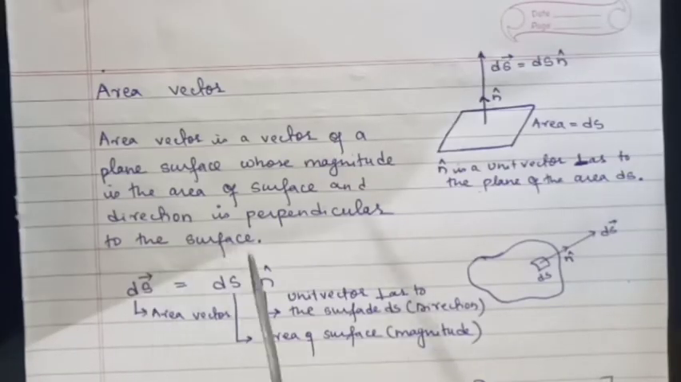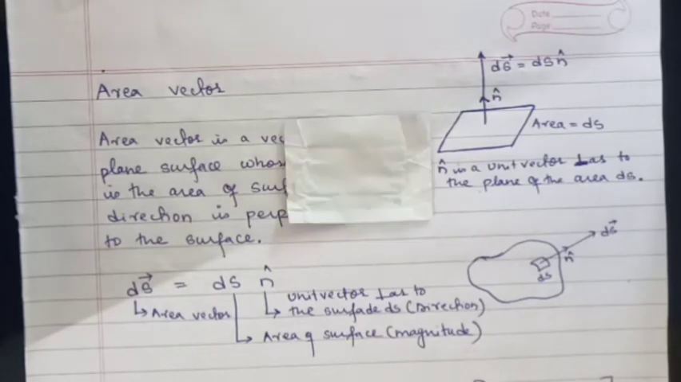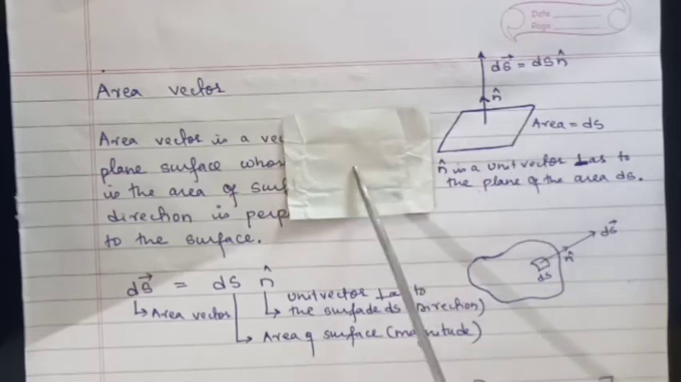To understand flux we have to understand the area vector first. Suppose I have a surface area like this, so we can easily find the area of this surface by using the formula. But the area is a scalar which does not have any direction, but the area vector is a vector which has direction. Area vector is a vector whose magnitude is equal to the area of the surface and direction is perpendicular to the surface area.